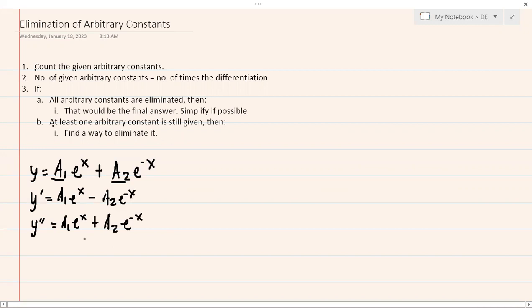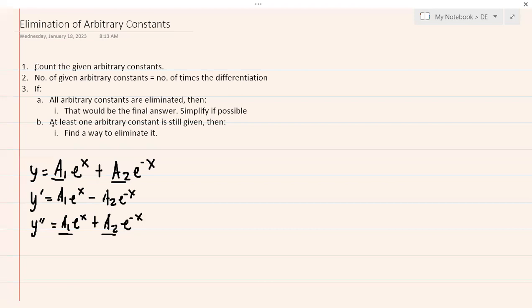After we differentiate, do we still have an arbitrary constant? If you notice, a sub 1 and a sub 2 are still there. So therefore, we need to find a way to eliminate them. For me, to eliminate these, I will use the substitution method. If you believe you can eliminate a sub 1 and a sub 2 by using the elimination method, sure, why not? There's no problem. But I will use the substitution method.